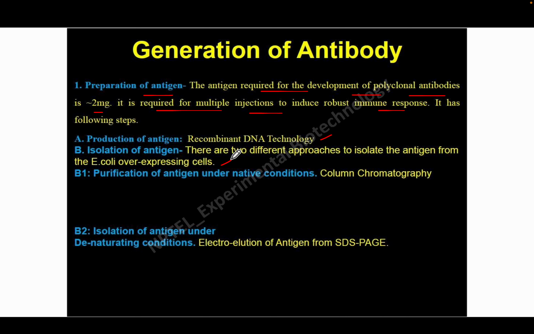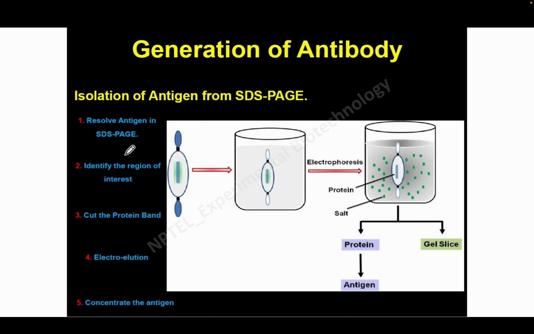Purification of antigen under native condition, that is, you can purify the antigen in its native conformation, so you can do column chromatography. Isolation of antigen under denaturing condition, so you can do electroelution of antigen from SDS-PAGE. For this, resolve the antigen in SDS-PAGE, identify the region of interest, and cut the protein band from the SDS-PAGE. You have to cut the protein band and then do electroelution.